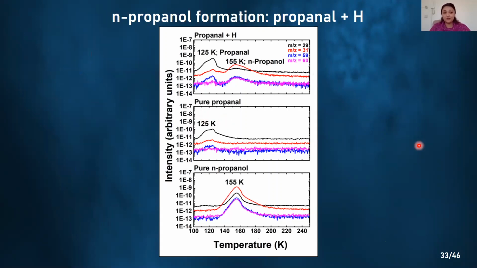N-propanol is derived from the hydrogenation of propanal. But because of side products and also the limited abundance of propanal, we could not directly detect n-propanol in the acetylene plus CO plus H experiment. So to get around this, we deposited pure propanal and hydrogenated it, and indeed we see the signature of n-propanol. Using 4 mass to charge values, the TPD data shows the desorption of pure propanal at 125 Kelvin and the desorption of pure n-propanol at 155 Kelvin. In the propanal plus H experiment, we see 2 desorption peaks, one for propanal and one for newly formed n-propanol.